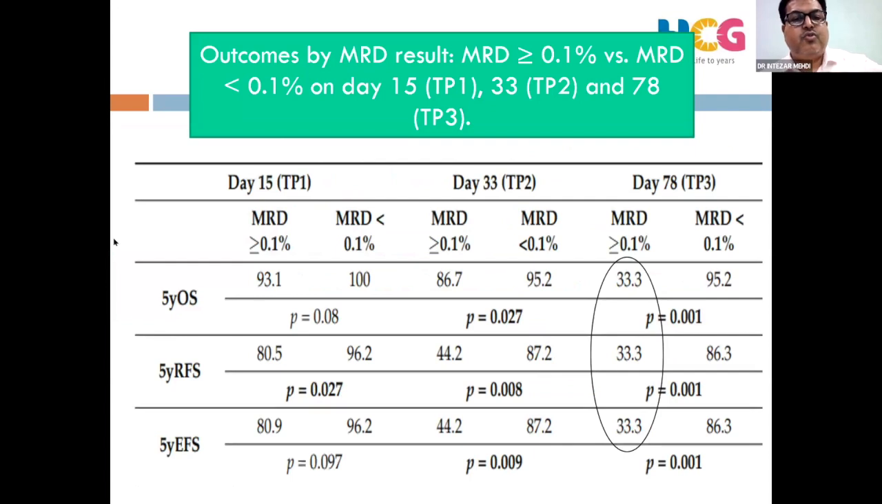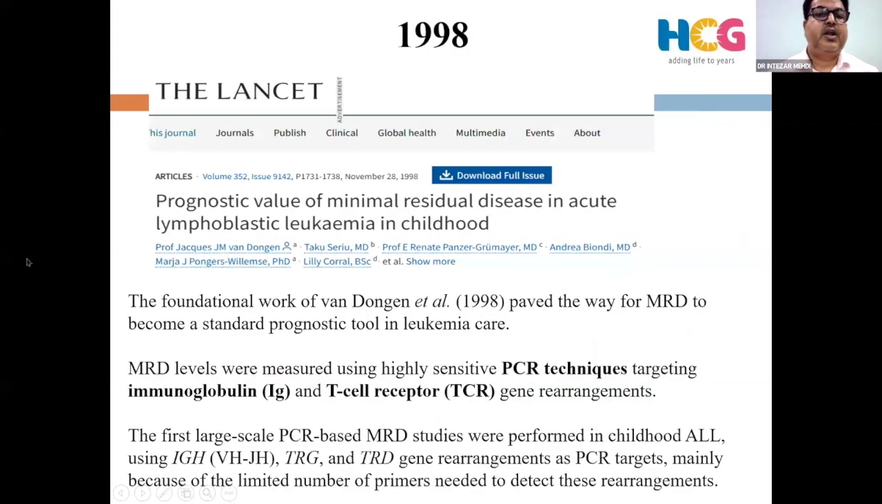So you can see that those patients who had MRD negative at day 15 and day 33 obviously did very well. And those patients who had MRD positive at time point 2 did not do well. Especially if they were MRD positive at time point 3, that is post consolidation, their cure rates were in the range of only 33% versus 80 to 90% for those patients who achieved MRD negativity.